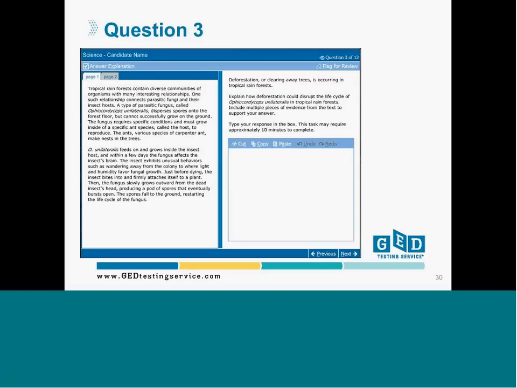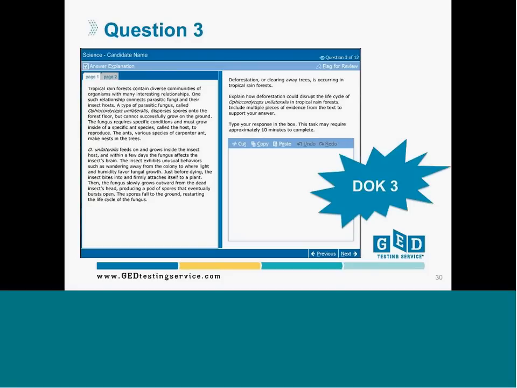Take a moment to think: what DOK level is this? If you said DOK 3, then you're absolutely correct. Test takers are required to cite specific textual evidence and develop a logical argument. That is a much more complex task than what we have seen previously.